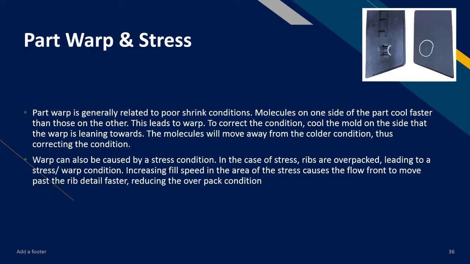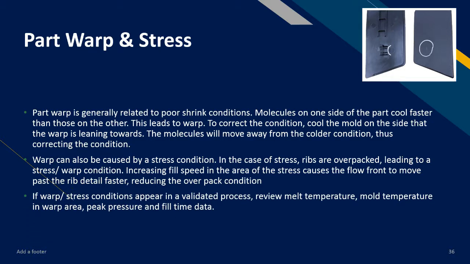Warp can also be caused by a stress condition. In the case of stress, ribs are overpacked, leading to a stress warp condition. Increasing fill speed in the area of the ribs where the stress is causes the flow front to move past the rib detail faster and reduces the overpack condition. If warp stress conditions appear in a validated process, you're going to want to review the melt temperature, mold temperature in a warp area, peak pressure, and fill time data.